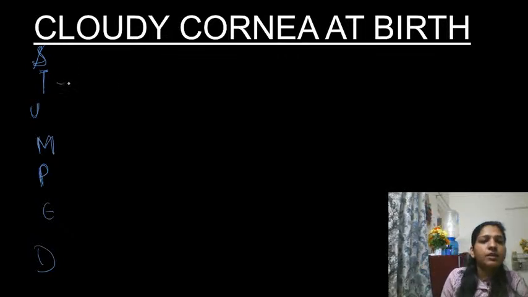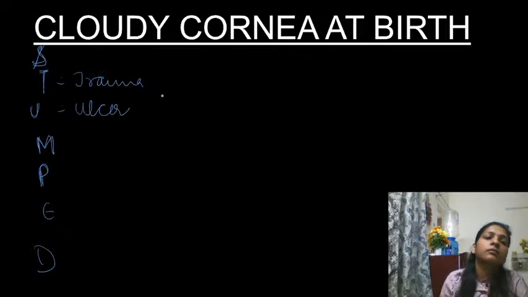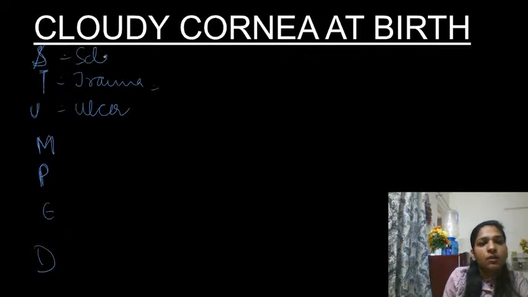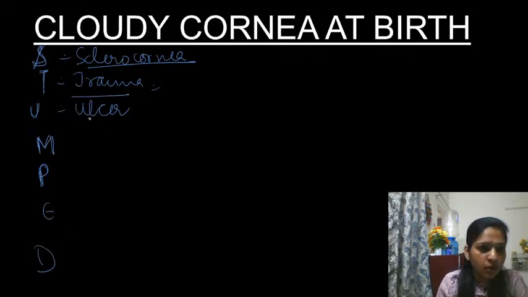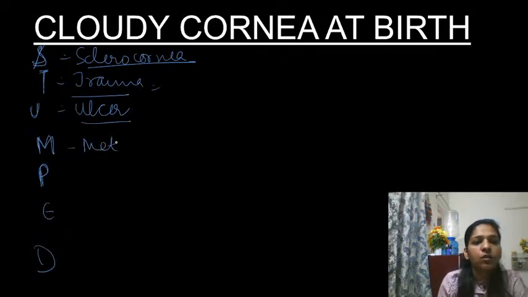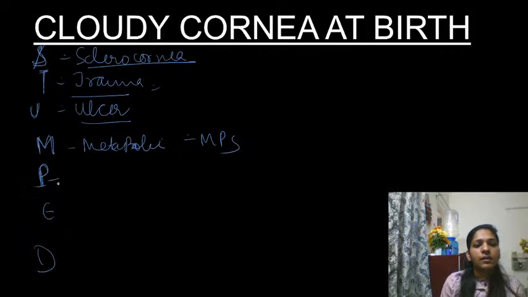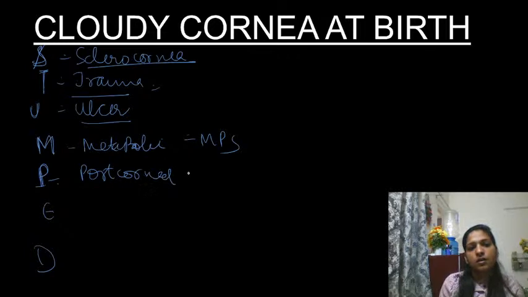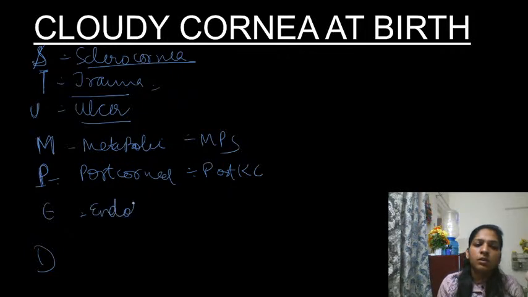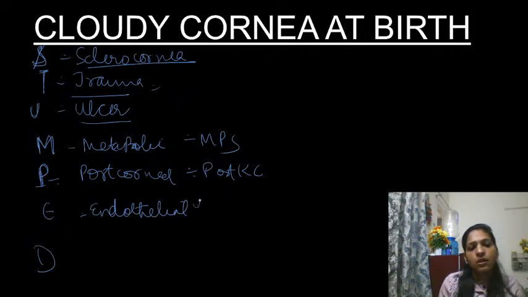Okay. Sorry, S stands for sclerocornea, I forgot. T for trauma, traumatic causes. U for ulcer. M for metabolic causes, that is mucopolysaccharidosis. P for posterior corneal defect, posterior keratoconus also we can say. E for endothelial causes, and D for dermoids.